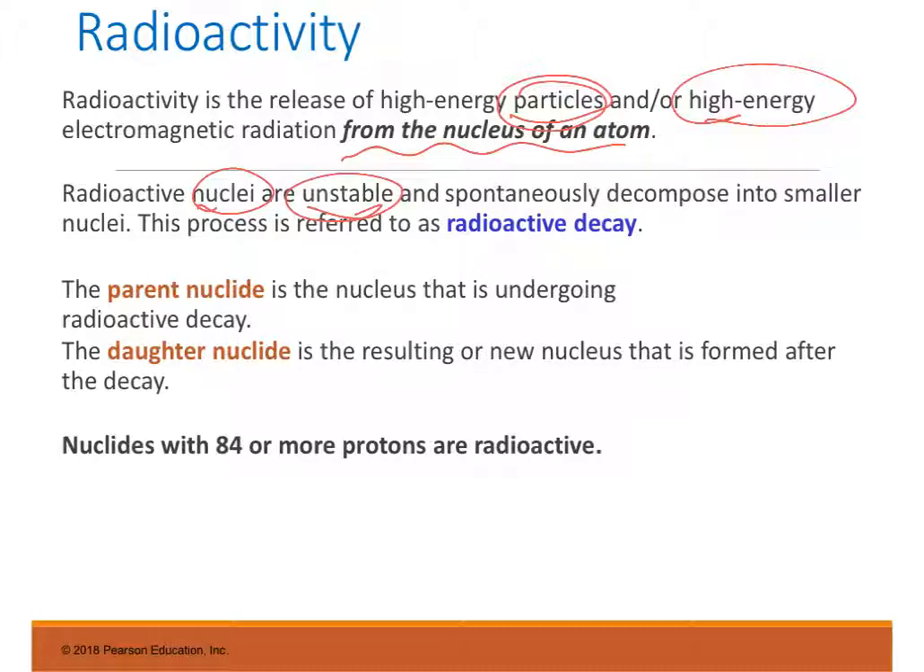So just some vocabulary. The starting radioactive atom is called the parent nuclide, and the daughter nuclide is what's left over after it spits out some of its nucleus. And it turns out that if you look at the periodic table, atomic number 84 and above are all radioactive, and that's because they have such large nuclei.